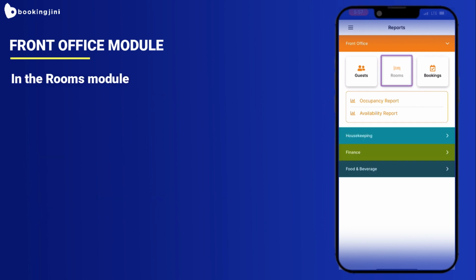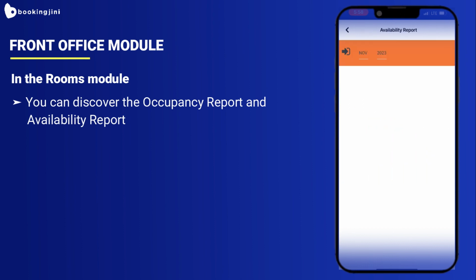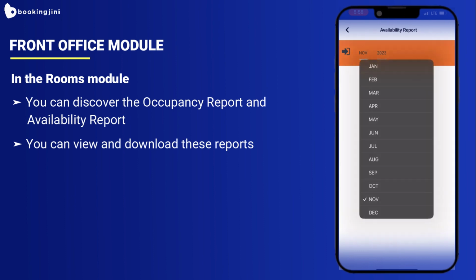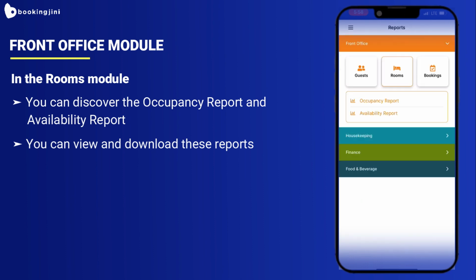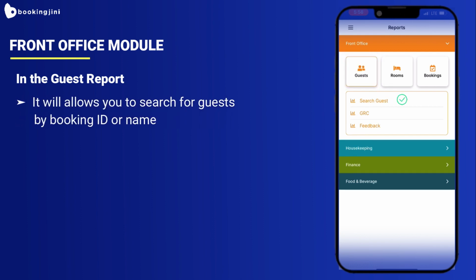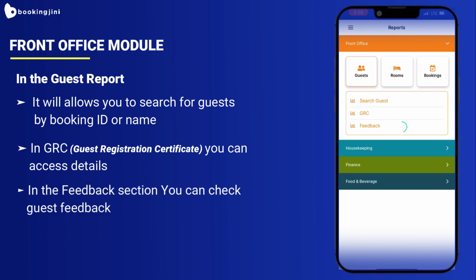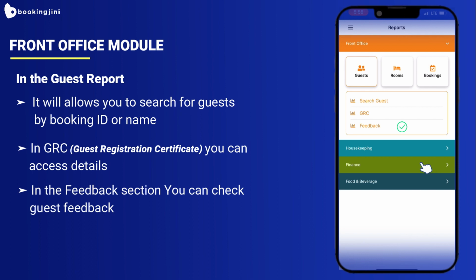In the Rooms module, discover the Occupancy Report and Availability Report. You can view and download these reports, checking room availability and occupancy for a specific month. The Guest Report allows you to search for guests by booking ID or name. In GRC, Guest Registration Certificate, access details, and check guest feedback in the Feedback section.